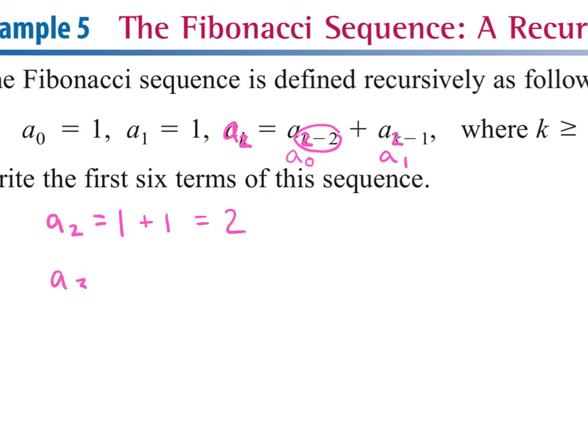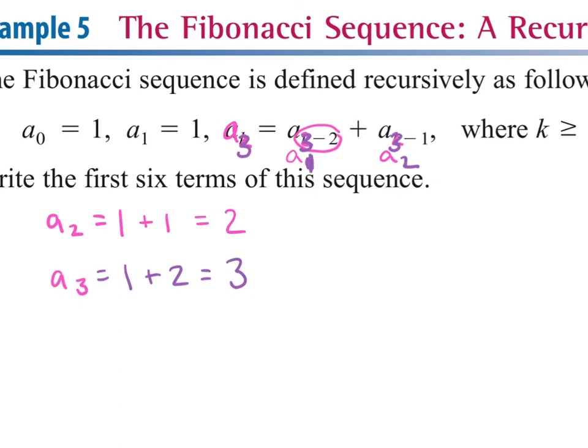So to find a sub 3, we're now plugging 3 into k. So this is 3, this is 3, this is 3. So a sub 3 is equal to a sub 3 minus 2 plus a sub 3 minus 1. So this is asking us to plug in a sub 1 here. What's a sub 1? 1. And then we plug in 3 for our k, so this would be 3 minus 1. It asks us to plug in a sub 2 here. What's our a sub 2? 2. So what's 1 plus 2? 3.